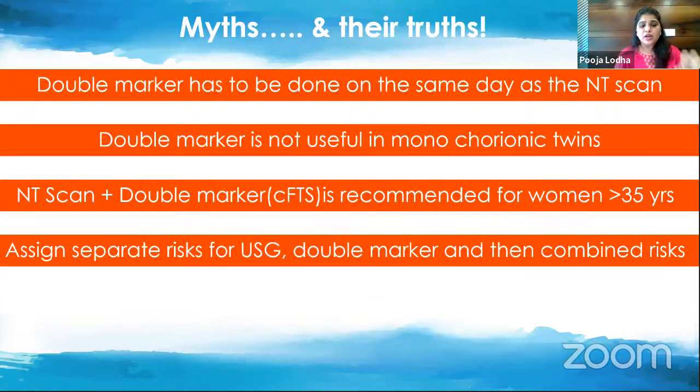Assign separate risks for ultrasound. So we've seen so many times. Sonography kiya, risk आया 1 in 343. Double marker kiya, risk आया 1 in 8,000. Dono combine kiya, risk आया 1 in 3.